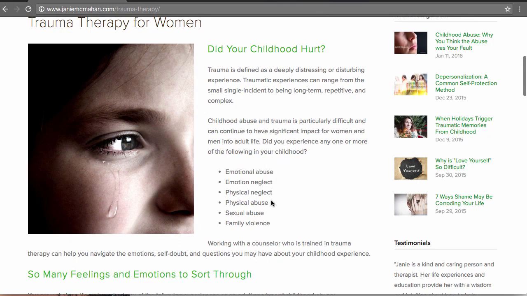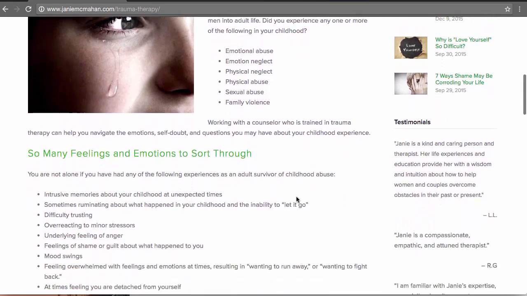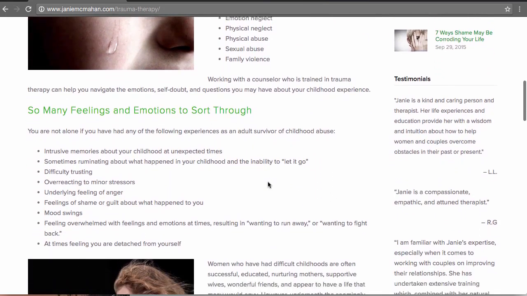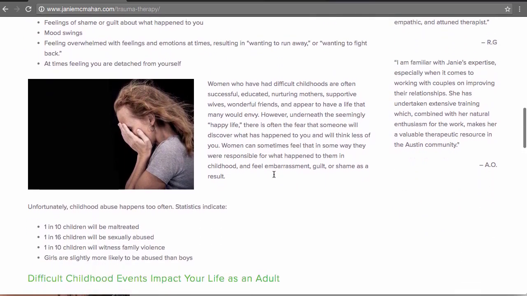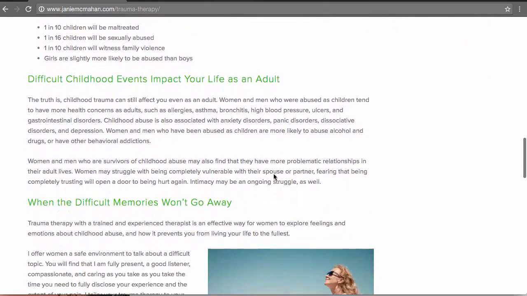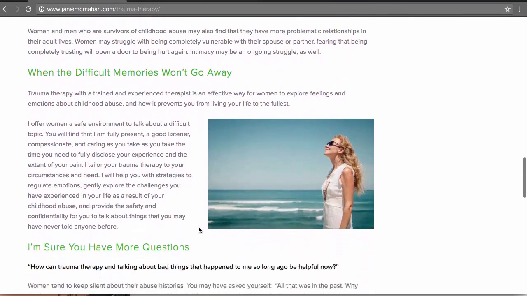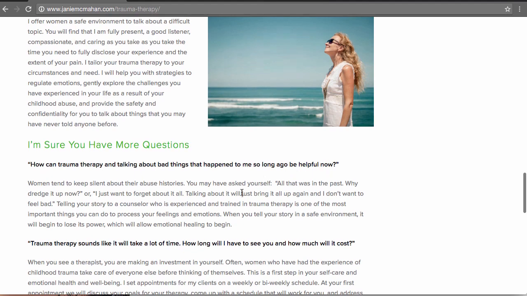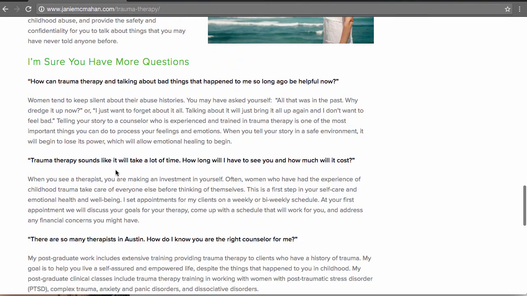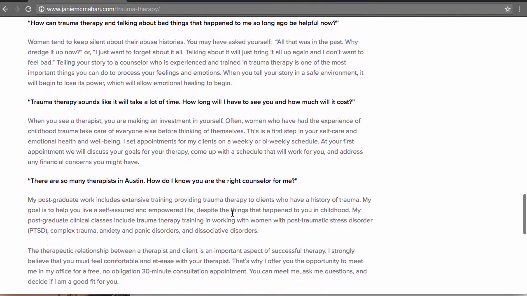Yeah, emotional abuse, physical abuse. Okay, so many feelings and emotions to sort through. Yeah. Okay, so now we're really getting it with this message, right? I'm feeling like this person is saying, okay, how can trauma therapy and talking about bad things that happened to me so long ago be helpful now? Well, yeah, there you go. How much will it cost? How long will I have to see you? Making an investment. Okay, so she's given me some answers there.